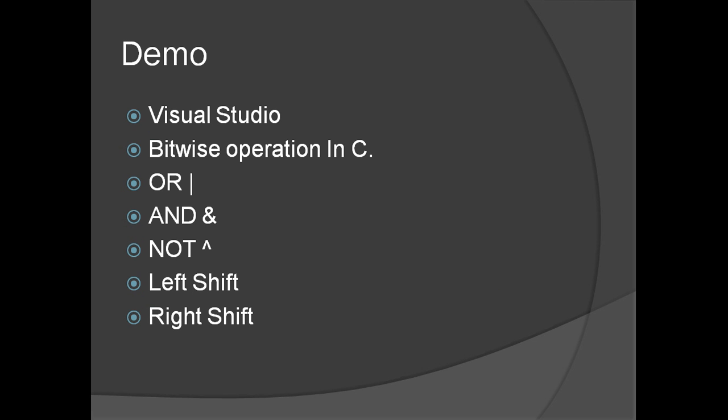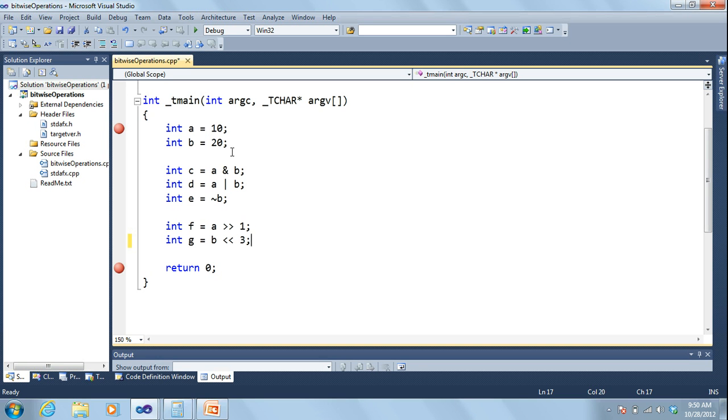So now let's see a C program which does all the operations we have seen so far. Following is a simple program which does most of the operations we have seen. We have two integers a and b, and we have the bitwise AND operation here, and we are assigning it to Z. We have the bitwise OR operator here, and we are assigning the result to D. We have the complement operator here, and we are assigning it to E.